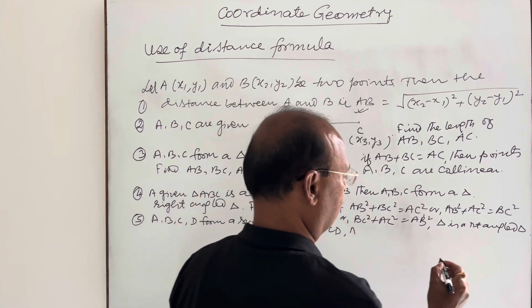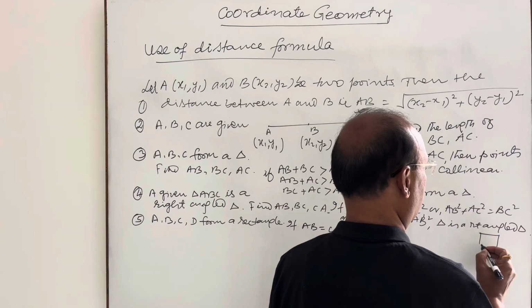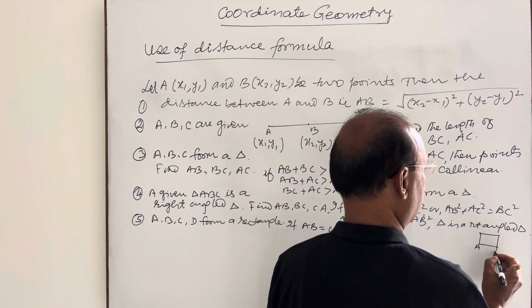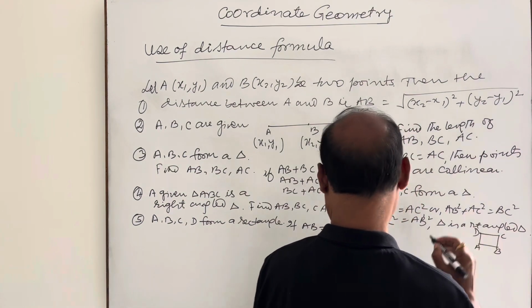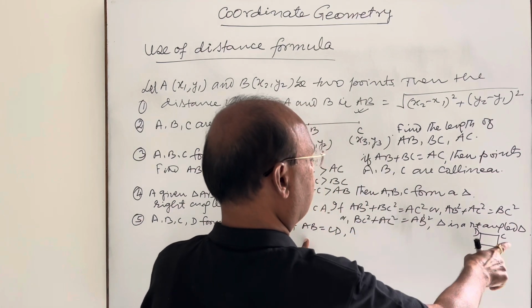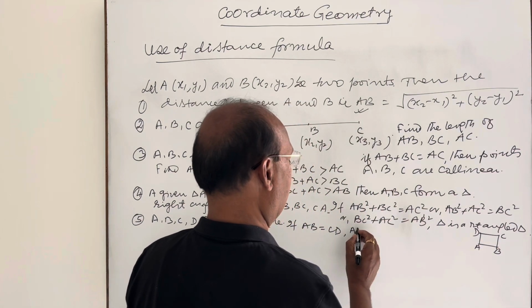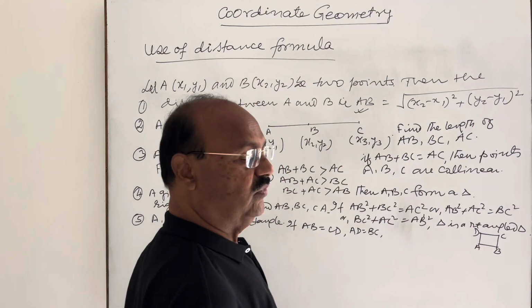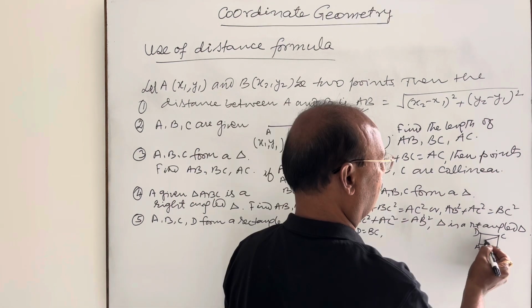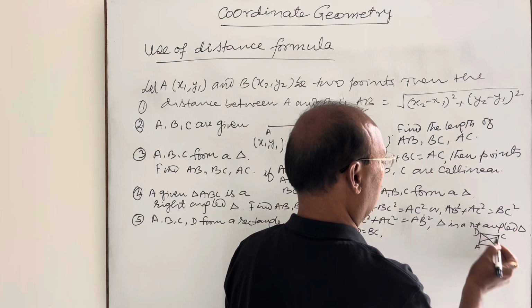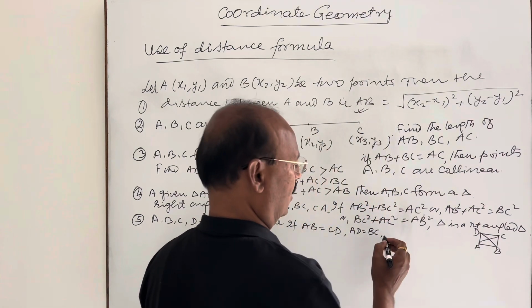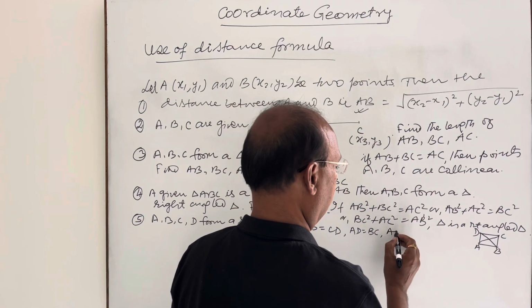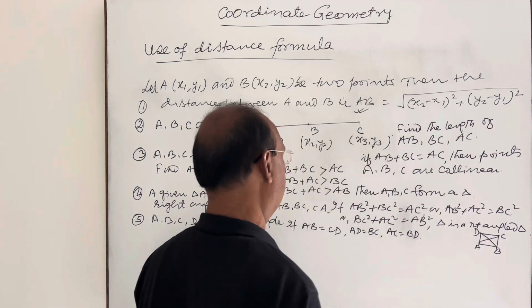Let us form a figure here, then it will be more clear to you. Suppose this is AB, CD. So if AB is equal to CD as well as AD is equal to BC, and at the same time, you know, diagonals of a rectangle are equal, so as well as AC is equal to BD.